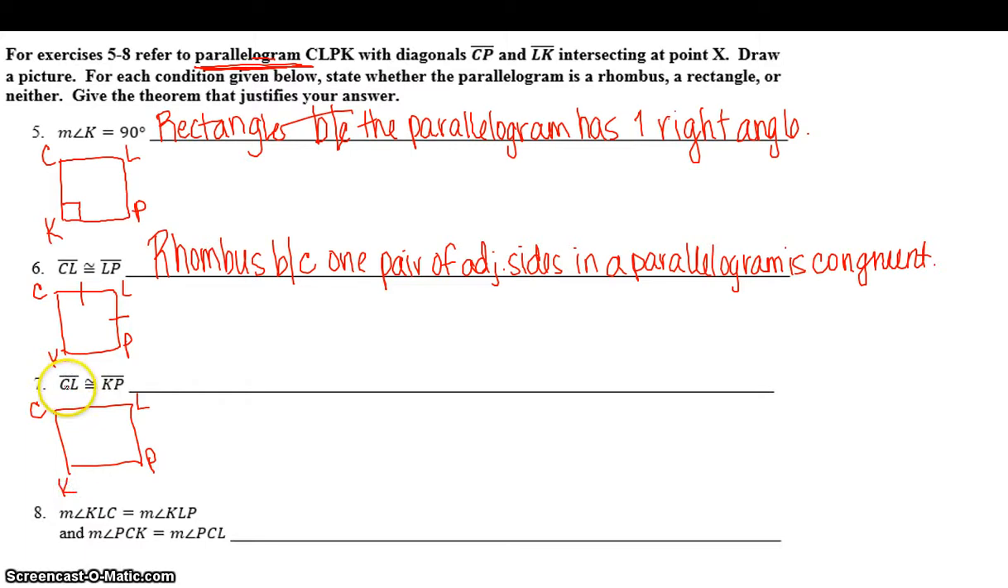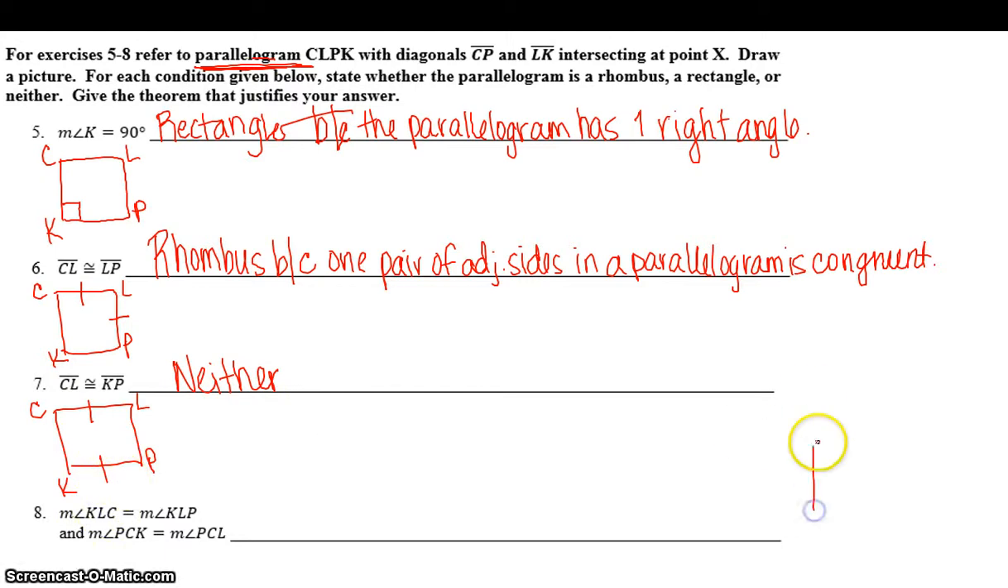CLPK. CL is congruent to KP. So again, I don't need to draw on the diagonals since I don't have anything with X in there. So CL congruent to KP. Is that something that proved that it was a rhombus or a rectangle? No, that was not one, so you would say neither on this one, because there's not anything that would prove that that's a rectangle or a rhombus.